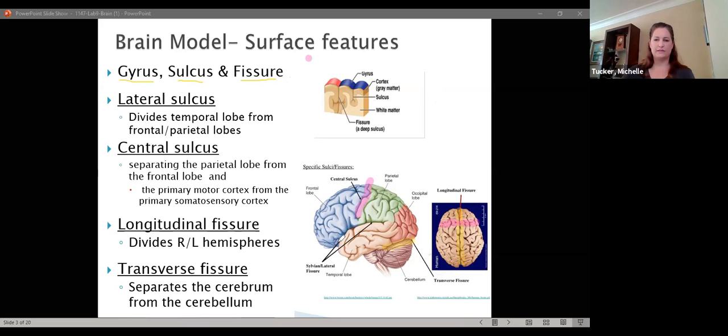The lateral sulcus is going to be here. It is very difficult to find in a sheep brain. We will only be looking at it with regards to the brain model, because we can actually mark it with a marker. But the lateral sulcus is going to divide that temporal lobe from the frontal and parietal lobes.